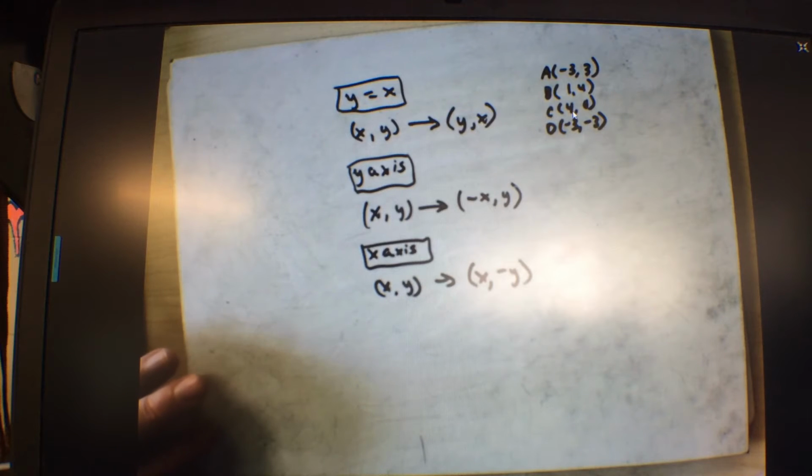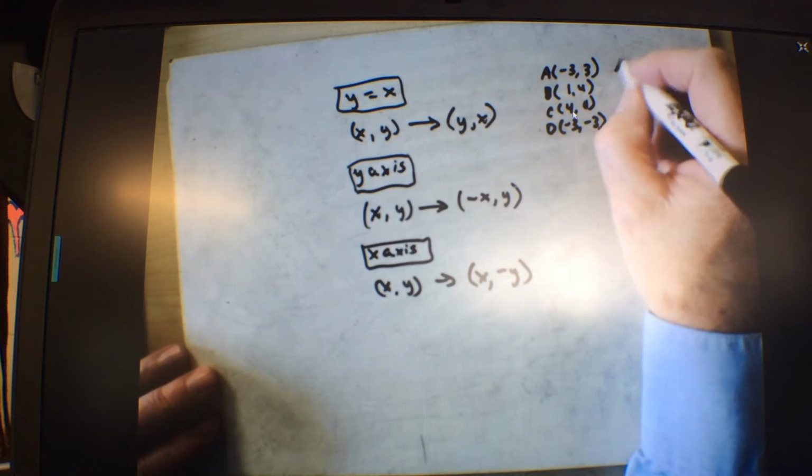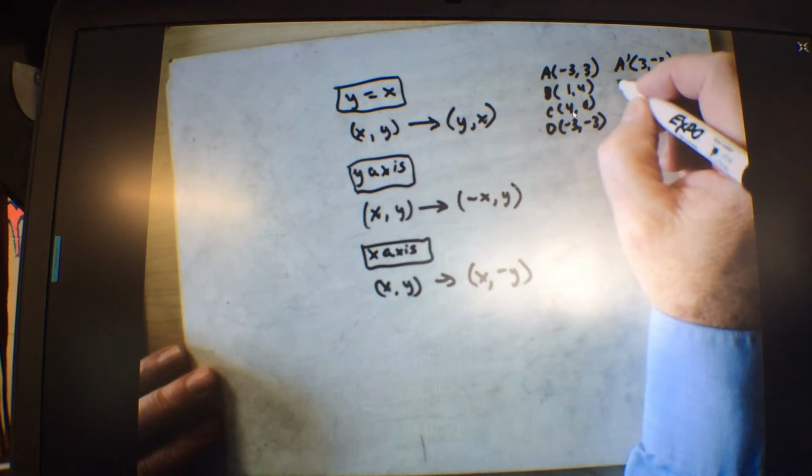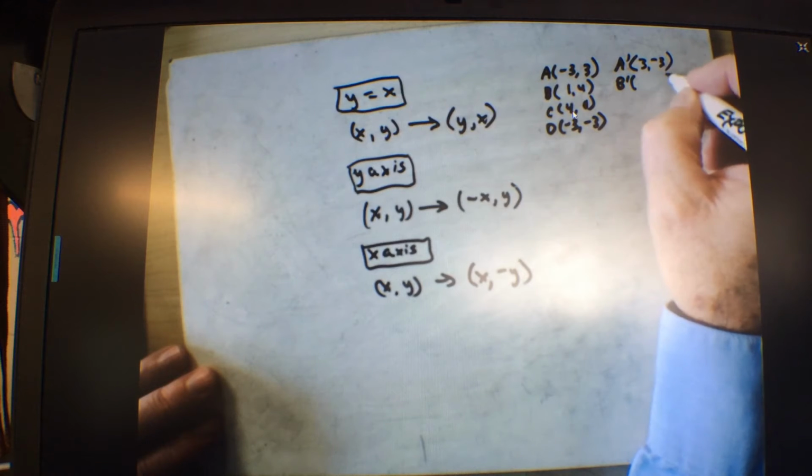Any questions so far? Okay, so tell me what A prime would be. (3, negative 3). Thank you, Dylan. What would be B prime, Angel?